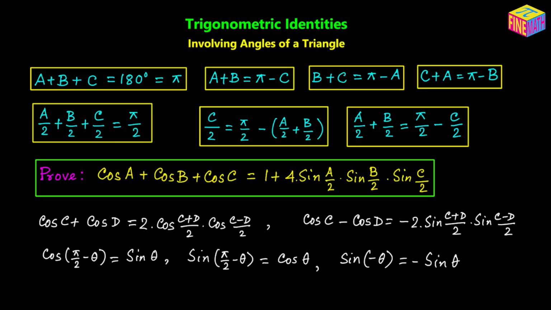We know that cosine of pi over 2 minus theta is equal to sine theta, that is the complementary ratio, and similarly sine of pi over 2 minus theta will be equal to cosine of theta. And also we know that sine of a negative angle is equal to negative sine of that angle. So sine of negative theta is equal to negative sine of theta. Using these concepts we are going to prove this conditional identity. So let's get started with the proof.